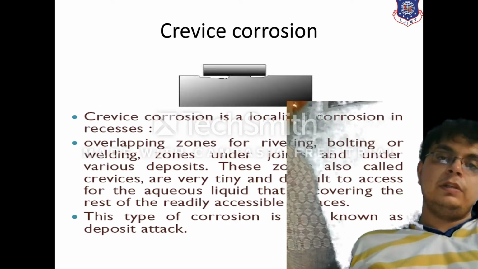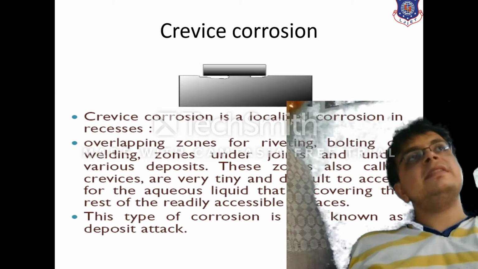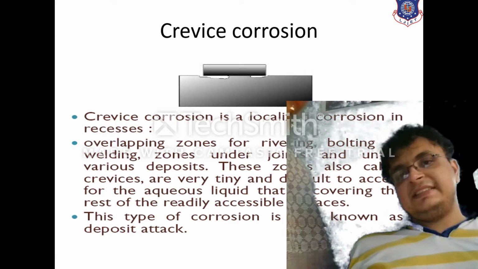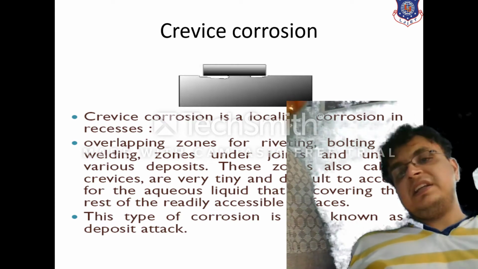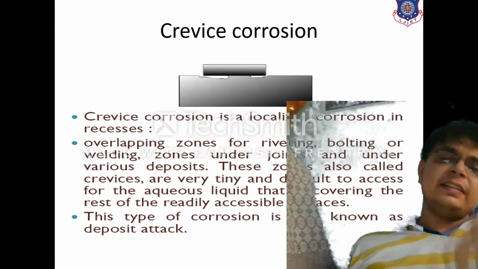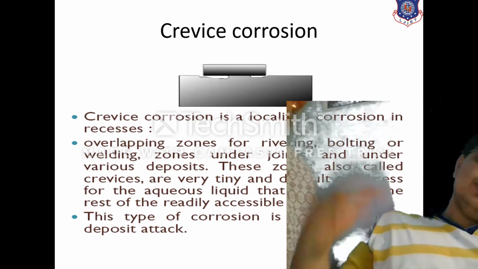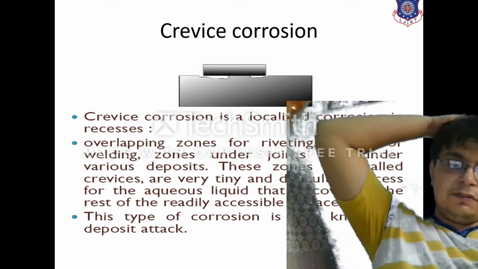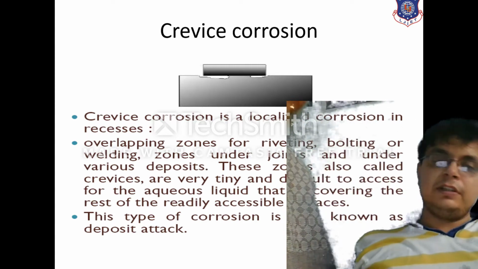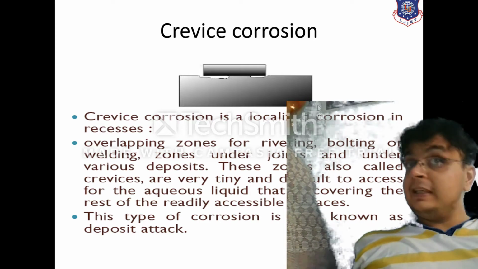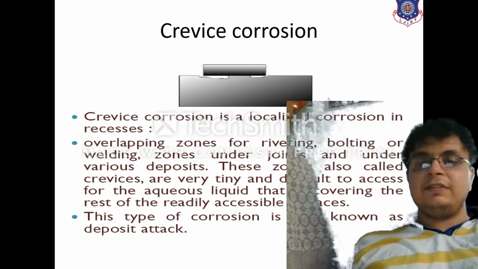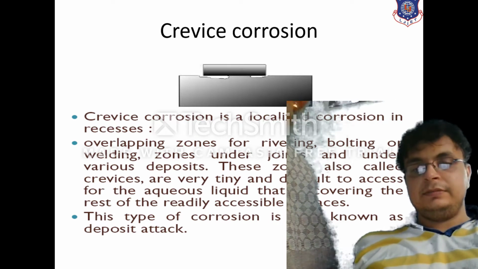Crevice corrosion. Crevice means cracks, and generally the cracks are found near the joints, meaning near riveting, near bolting, near joints, and under various deposits. So when such crevices are formed because of corrosion, they are termed crevice corrosion. They are very thin and tiny, and it is very difficult to identify where these crevices are.